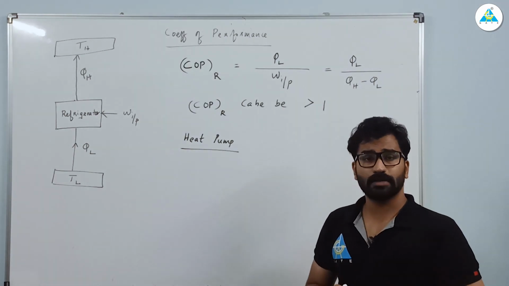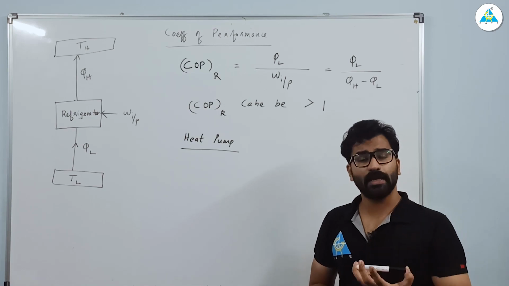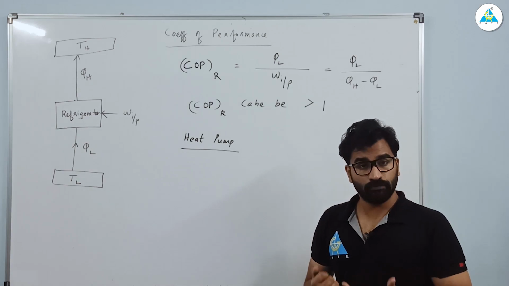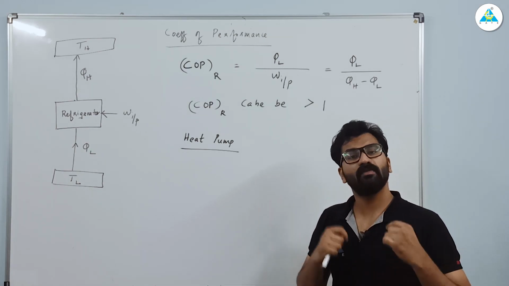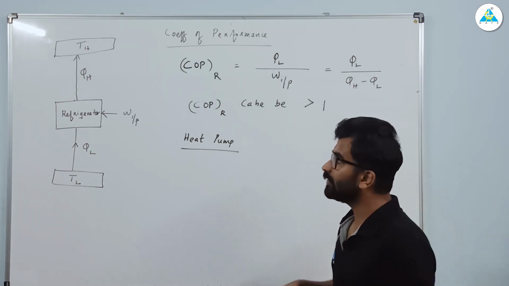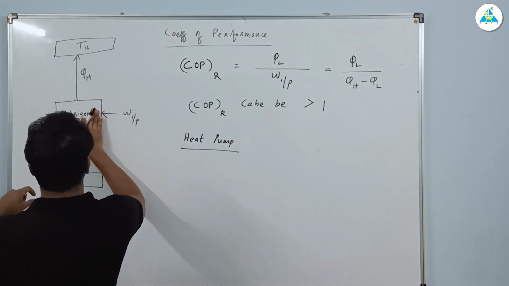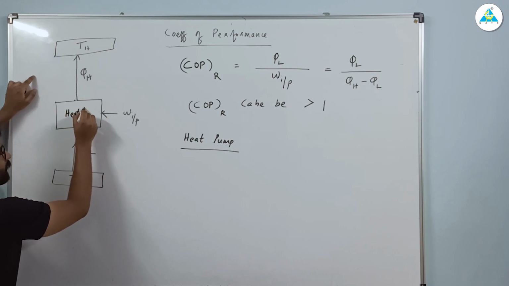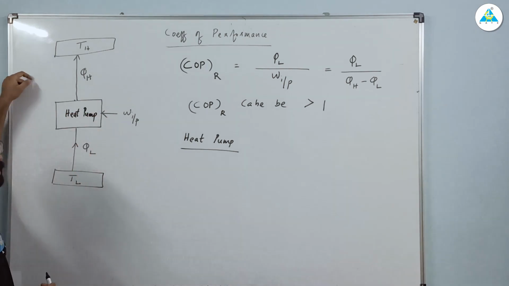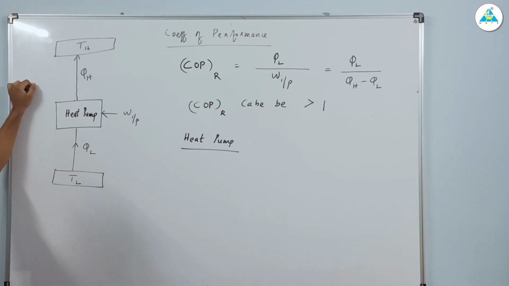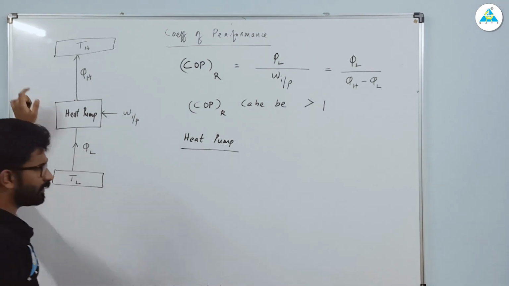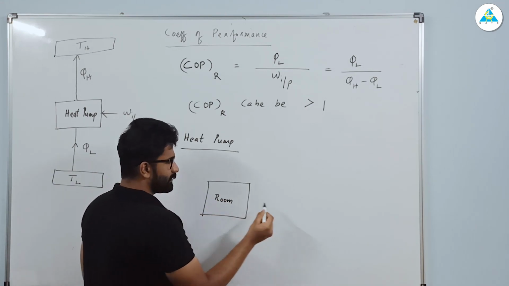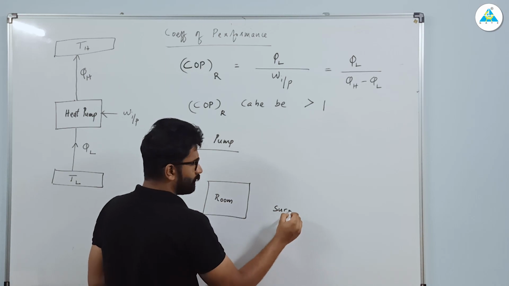But for heat pump, what is the meaning? We require a heat pump to keep a particular room at a particular temperature. We don't want to cool it, we want to heat it, right? So refrigerator and heat pump have the same block diagram. Refrigerator and heat pump have the same block diagram, but the objective will be different. Simple here, right? This is a room, okay? This is my room. This is surrounding.